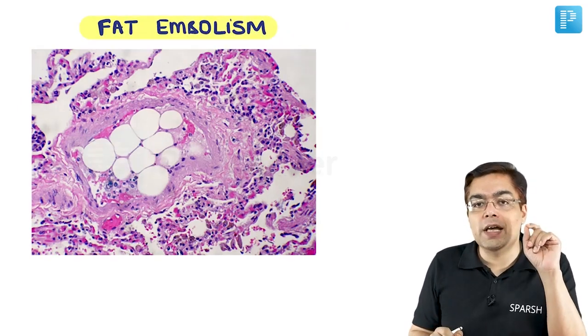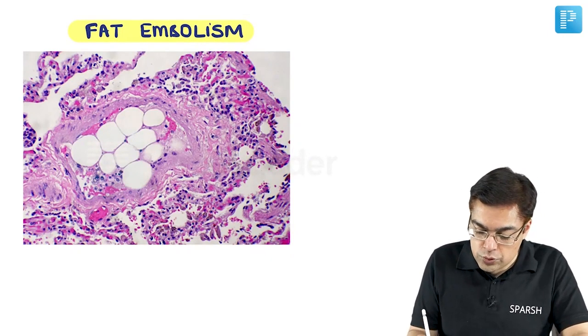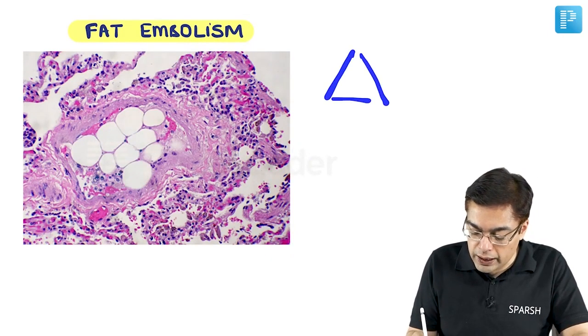So history becomes a very, very crucial thing. The other thing that you need to remember so far as fat embolism is concerned is that these patients are going to have trouble, that is, a decreased level of oxygen in the blood.